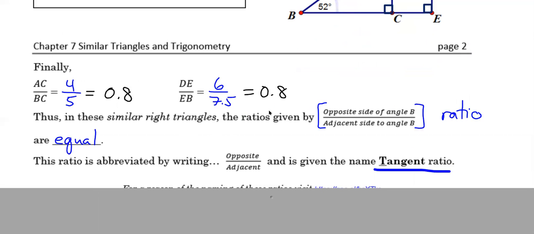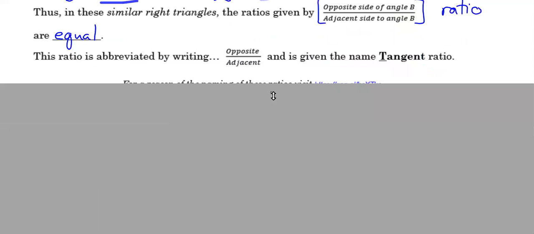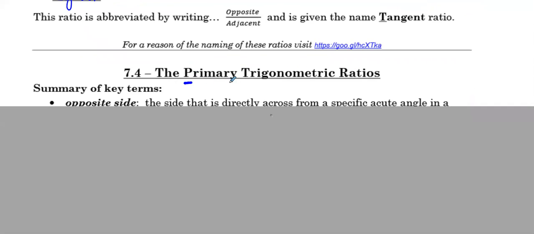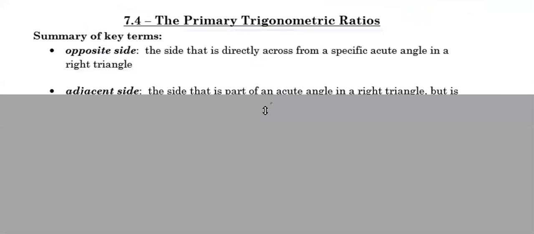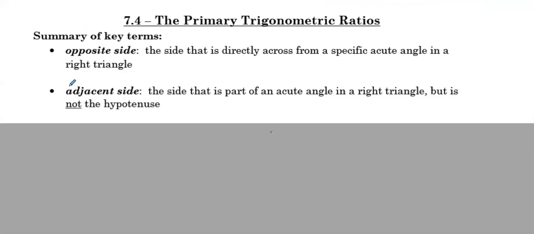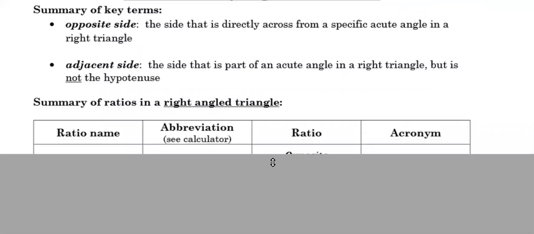Again, the actual ratios themselves are equivalent. It doesn't matter if we're looking at the large triangle or the small triangle, but we have to have a reference angle. Always have to have a reference angle. So that gives you a brief overview of what we call the primary trigonometric ratios. The names are sine, cosine, and tangent. The key names that we also looked at are opposite side and adjacent. Hypotenuse you're already familiar with. The words opposite and adjacent are important because you have to have that reference angle.